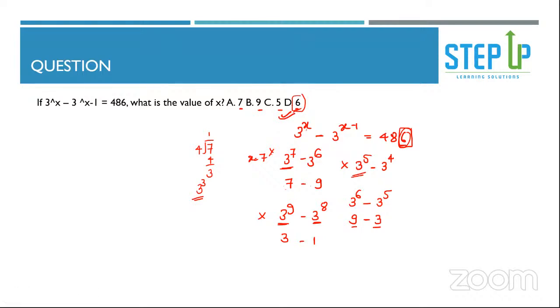6 is the answer, yes. All of you understood? Repeat please once again. So do you know the unit digit concept? Whoever asked me this.